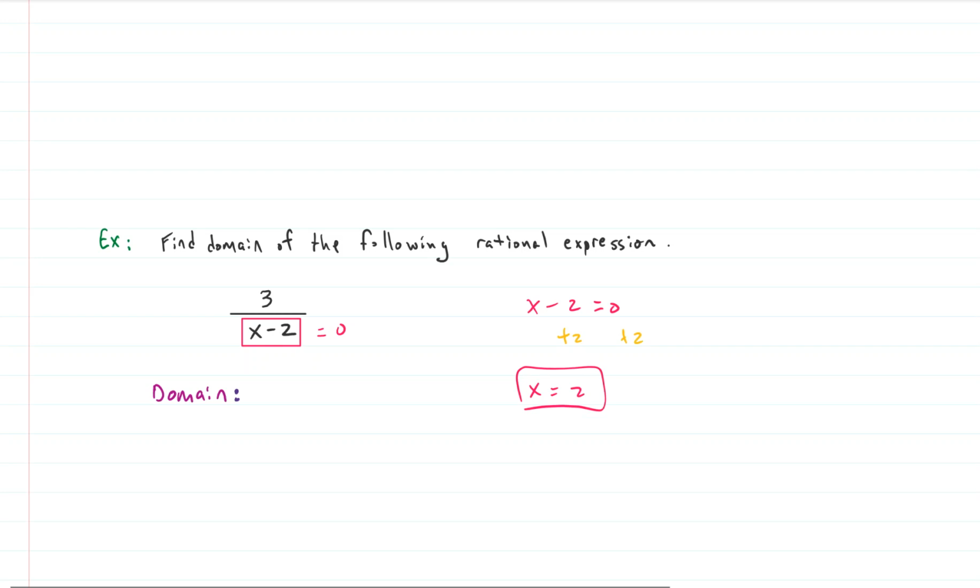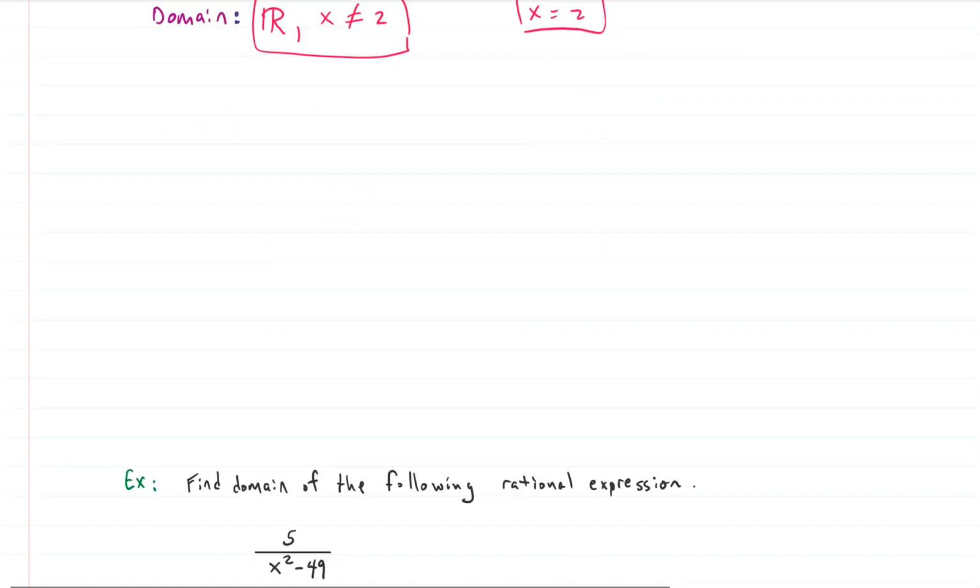So our domain will then be all real numbers. This script R means all real numbers, except x cannot equal, there's an equal sign with a slash through it. That means not equal. x cannot equal 2. And there's our domain. Not too bad, huh?